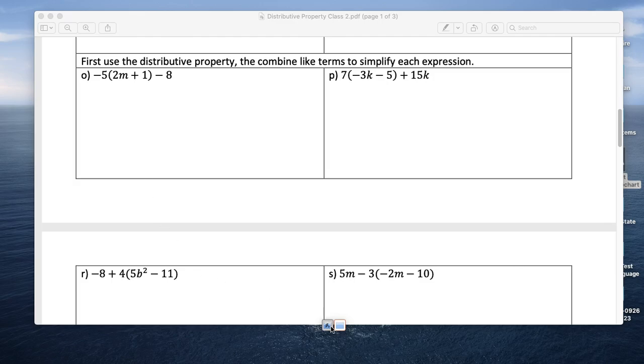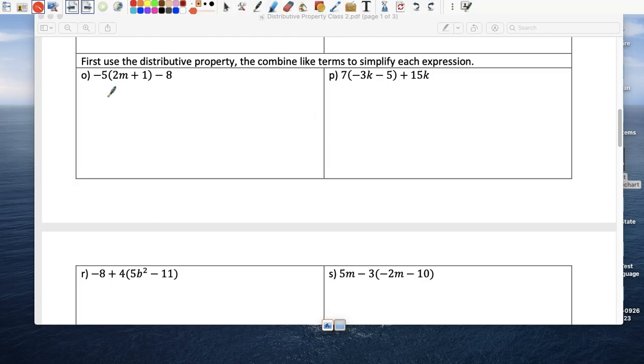Okay? So the first problem, negative 5 and positive 2 is negative 10m. Negative 5, so we just did this. And then negative 5 times positive 1, negative times a positive is a negative, and 5 times 1 is 5, and then minus 8. Don't. The 5 does not multiply the 8. The 8 is outside the parentheses. Okay? So the parentheses are gone because I did the distributive property.